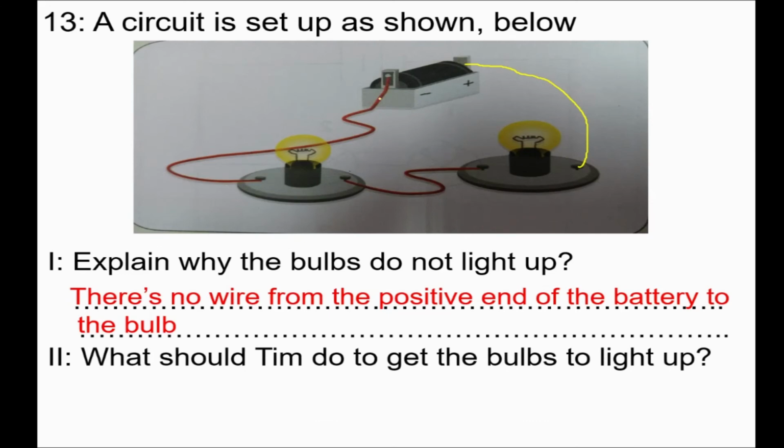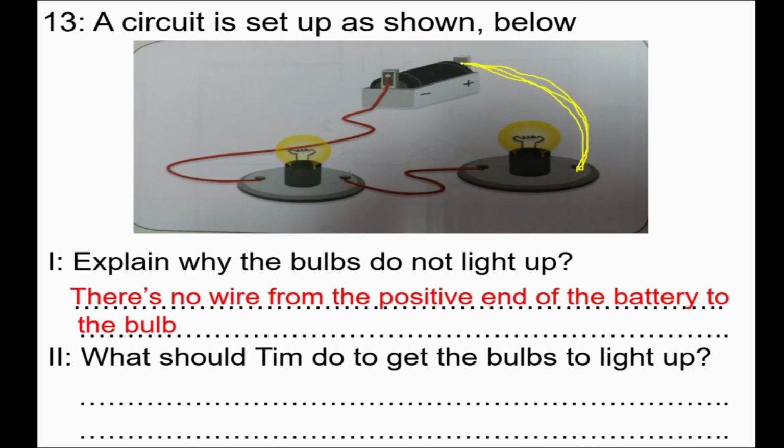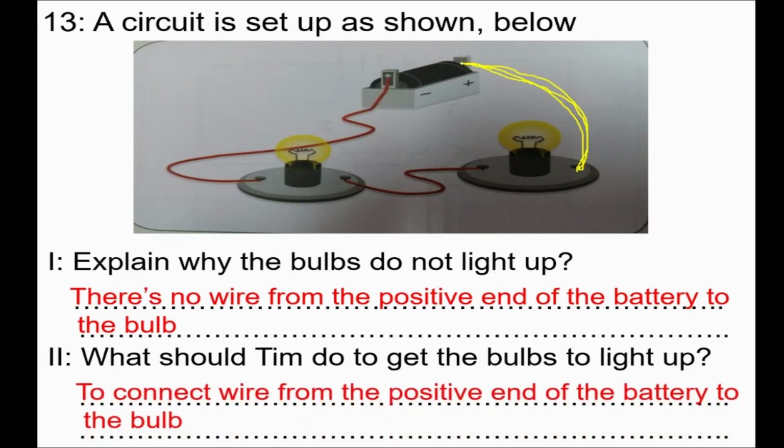If there is no wire from here to here, the only thing that you could do for it to light up is to connect a wire from this end of the bulb to this end of the battery. So the question again says, what should Tim do to get the bulbs to light up? The correct answer is just to connect the wire from the positive end of the battery to the bulb.